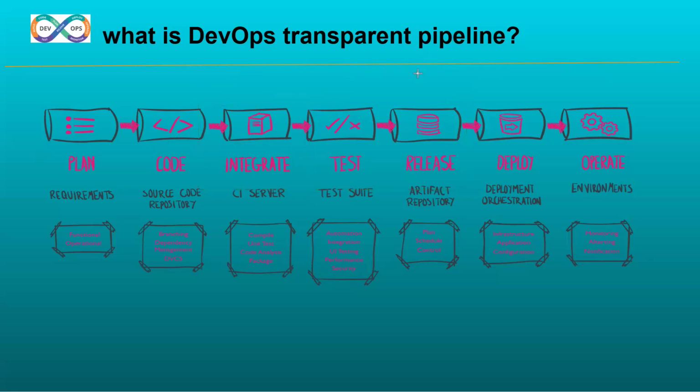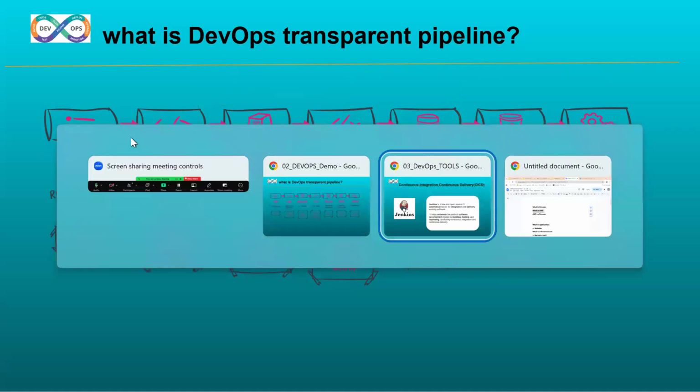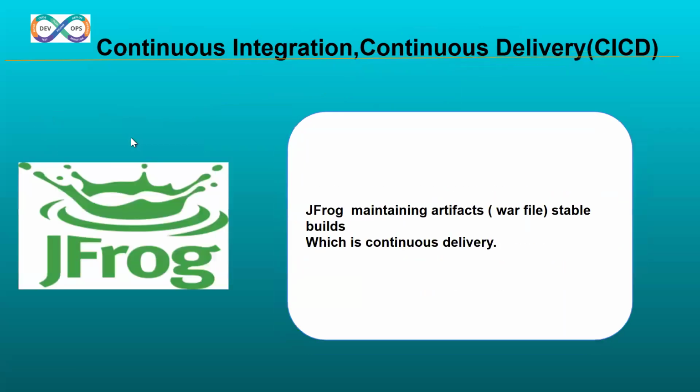But where exactly are we going to deliver it? What is the release? The release is nothing but JFrog. JFrog is an artifactory where we can maintain our stable builds.